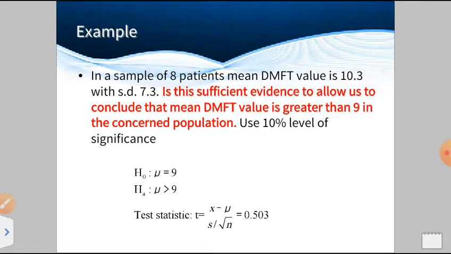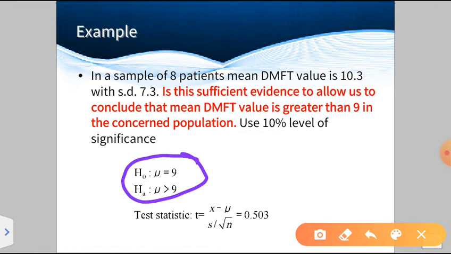The standard deviation, which we denote as s, is given to us as 7.3, and we have to compare it with the mu value, which is 9, at the 10% level of significance. Again, as a first step in theory, you have to frame your H0 and HA, and you have to use this formula: x bar minus mu divided by s by square root of n, and here it's coming as 0.503.